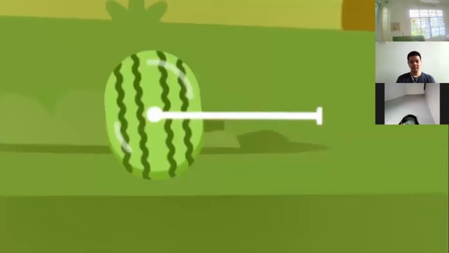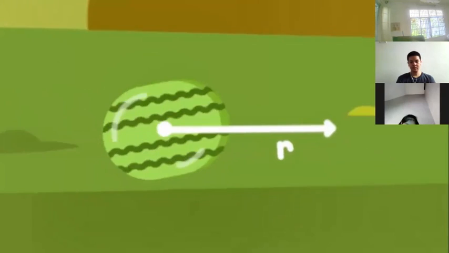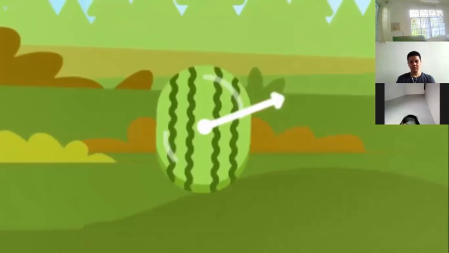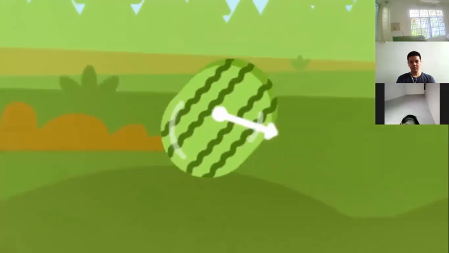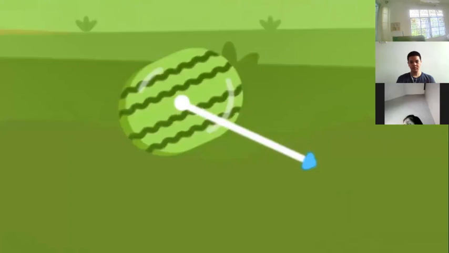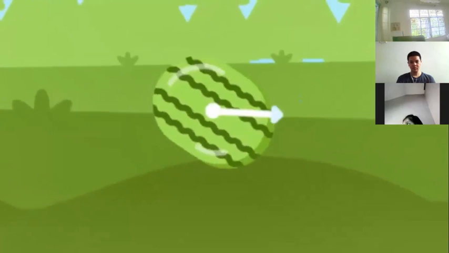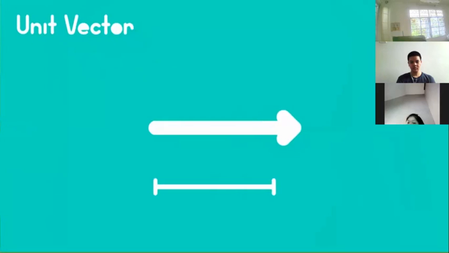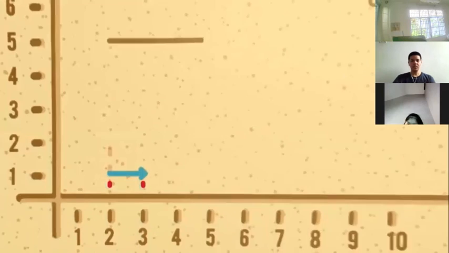Representation of a vector. A straight line parallel to the direction of the given vector is used to represent it. Length of the line on a certain scale specifies the magnitude of the vector. An arrowhead is put at one end of the line to indicate the direction of the given vector. Unit vector. A vector whose magnitude is 1 and directed along the direction.